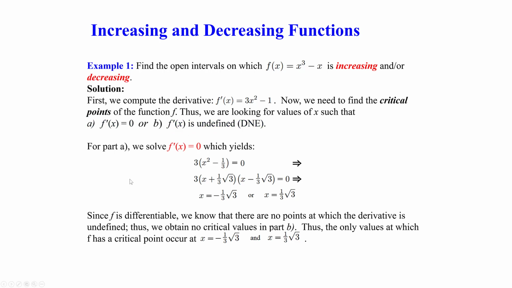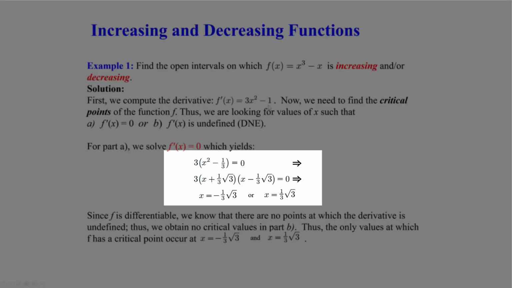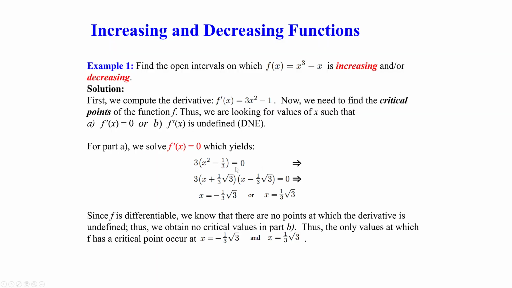So in part A, we set the derivative 3x squared minus 1 equal to 0 and solve. Here I'm factoring out the 3. Many of us might just have moved the 1 over to the other side and divided by 3. Either way, you can solve this equation and get x equal minus square root 3 over 3 and x equal plus the positive square root 3 over 3.